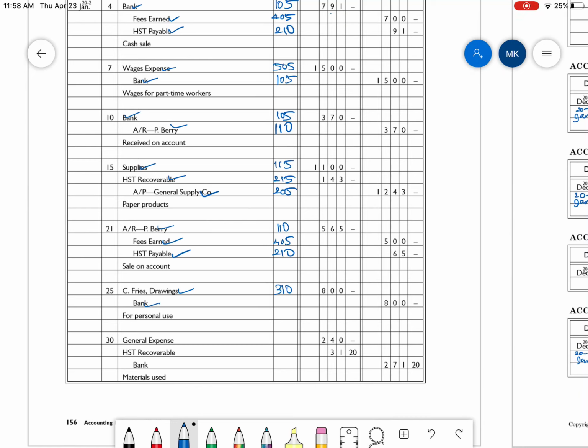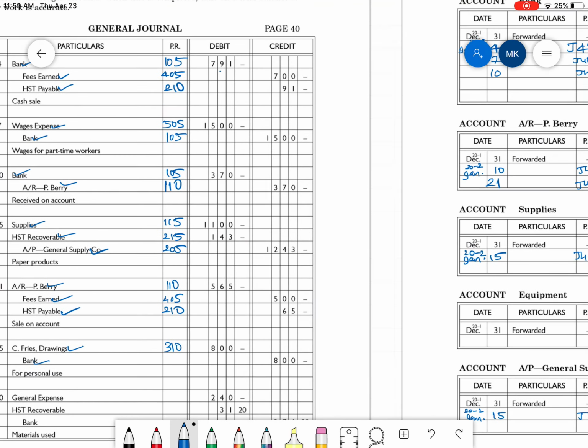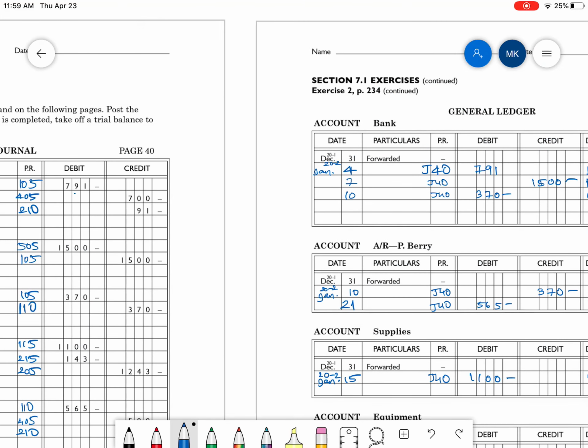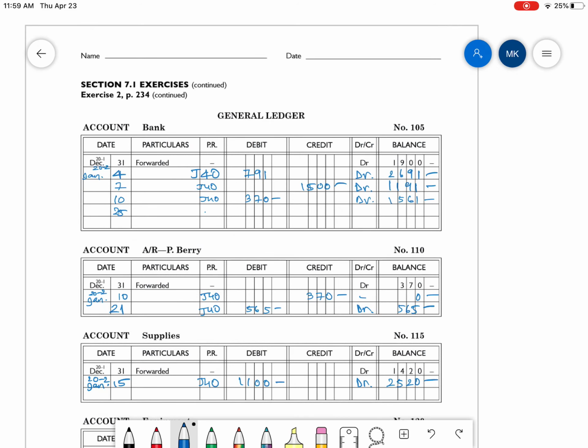Next is bank, right? Bank is credit because if it withdraws money, bank has to be credited. So you go to the bank account, the date is 25 and 800 credit. All these transactions come from J40.